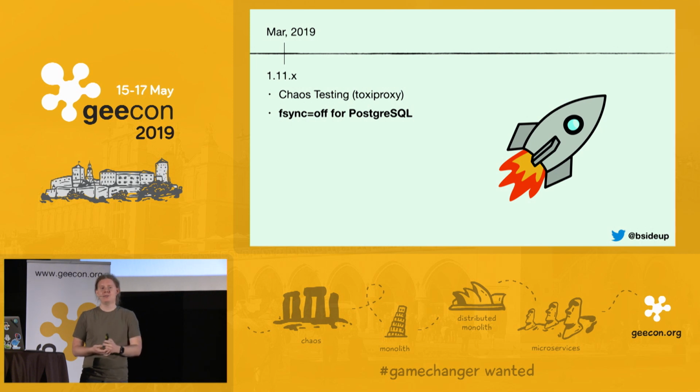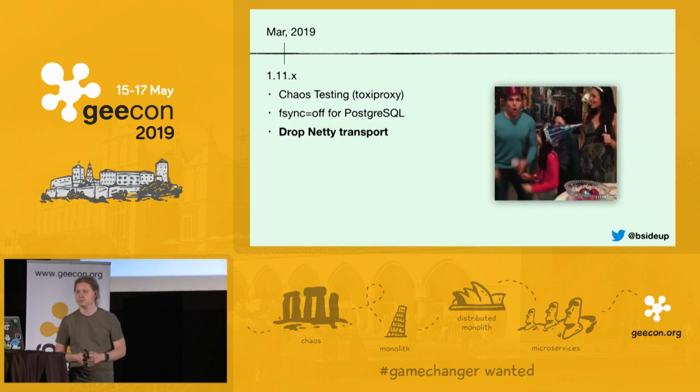We turned off fsync for Postgres. Apparently, if you turn it off, you get a really significant boost, and just by updating to the latest version, you may get performance improvement just like this.